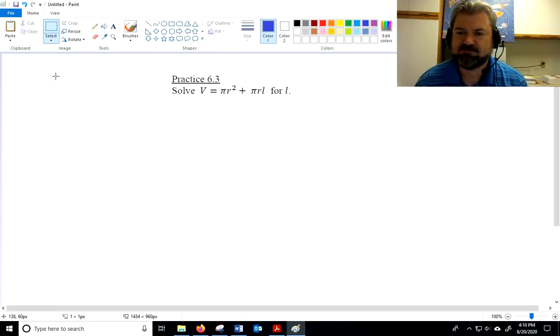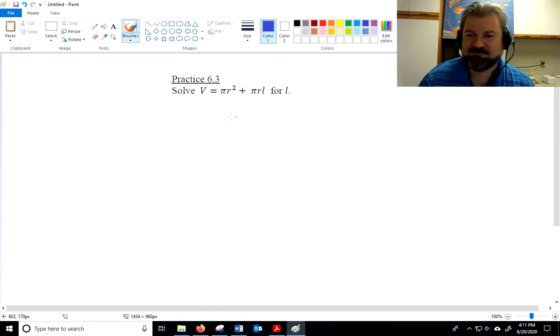Okay, well, welcome back. Let's see what we can do here. I've got V equals pi r squared plus pi r L. Well, no, that's not a correct formula either. That would be something kind of similar to the volume of a cone, but I've changed the formula up a little bit. You can tell I was just kind of making these up, huh?